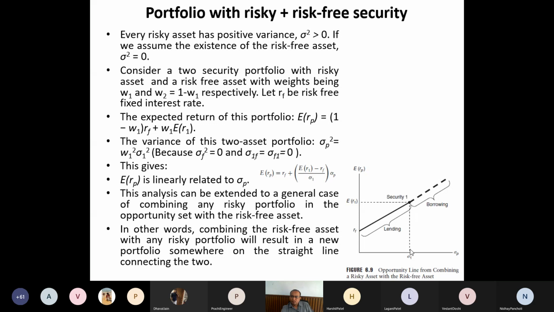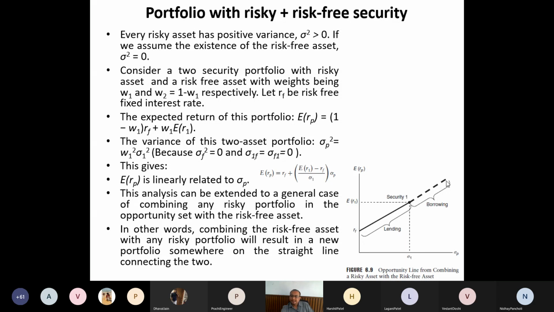When it reaches this point, where sigma P is sigma 1, I have W1 equal to 1 and W2 equal to 0. So at this point, I have only the risky security, security 1. Sigma P is sigma 1, the risk associated with security 1, and the return is ER1, the expected return of security 1. Now, if I allow this weight to increase above 1, I am doing short selling, meaning borrowing.